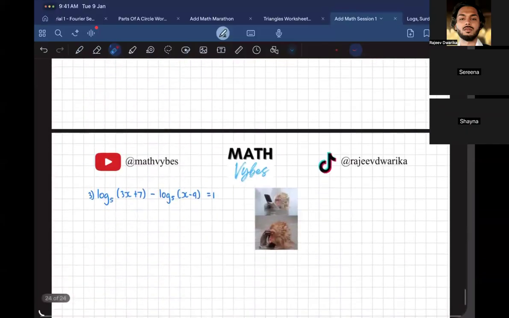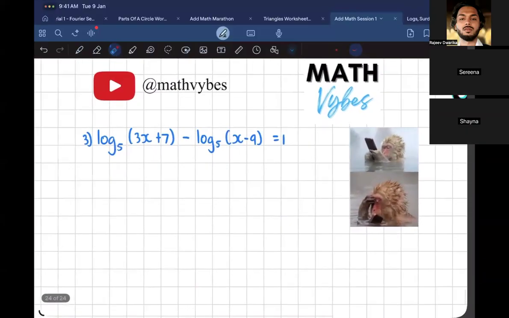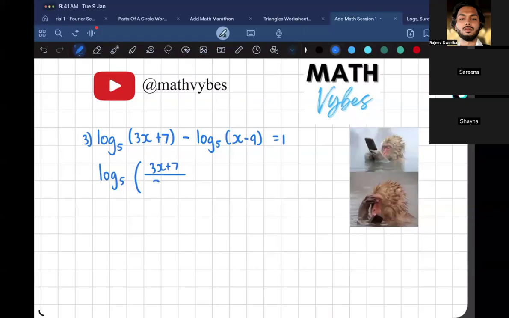Now tell me, Shayna, in this question, do we have the same log base on the left-hand side and on the right-hand side? No, sir. On the left-hand side, could we apply any of the rules? The quotient rule. Yeah, I could apply the quotient rule. If I apply the quotient rule, I'm going to get log base 5, you tell me what to write. Log base 5 of (3x plus 7) over (x minus 9) equals log base 5 of 5. Correct.